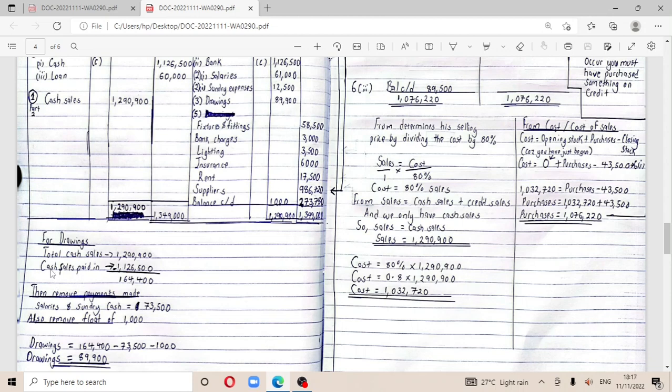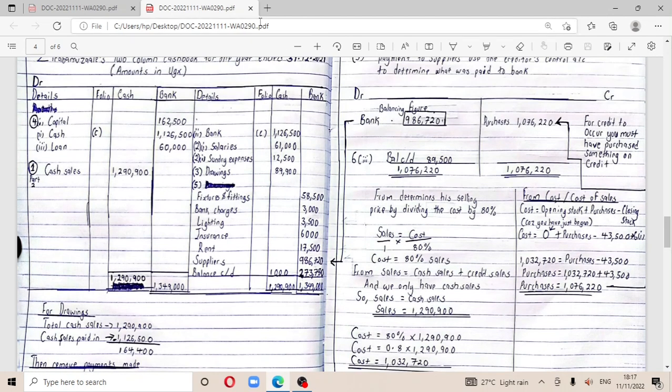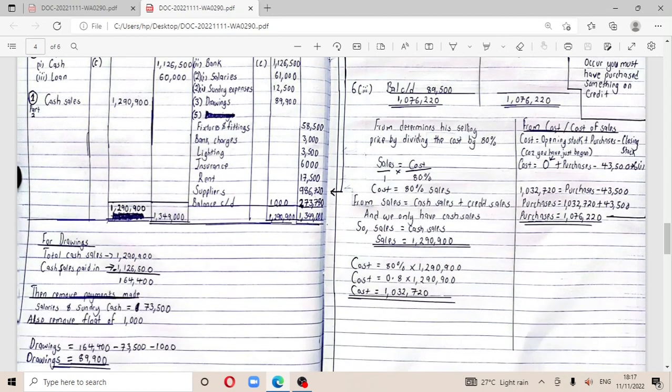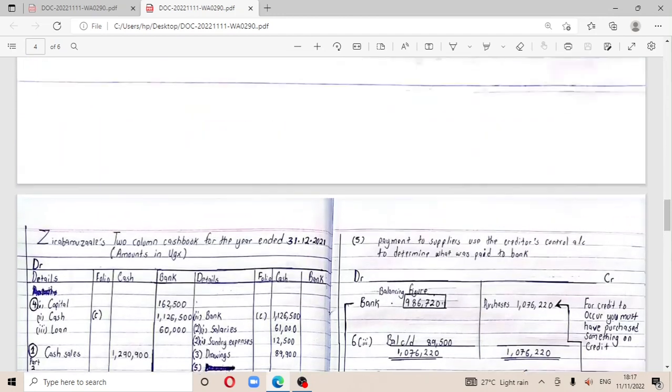And then how much did I pay in? So this person paid in cash sales to the bank. You can see that cash is reducing and then bank is gaining. So this amount that you paid in, that you deducted from the cash and took to the bank, you subtract it, and then you get a total amount of 164,400. That is the amount which was not banked.